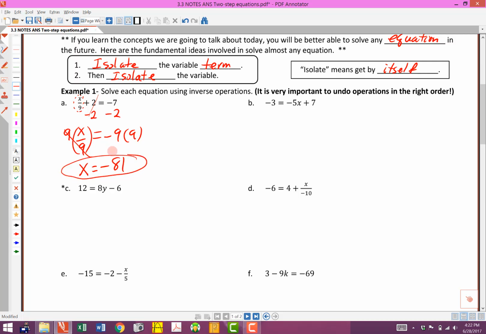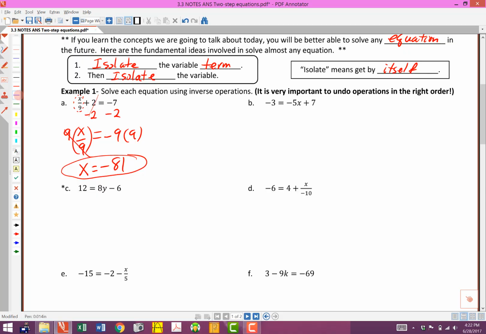This right here is the answer. So you'll notice that it took 2 steps in order to solve that. When we were isolating this variable term, we got rid of adding 2 first by subtracting 2 from both sides, and then we undid the dividing by 9 by multiplying both sides by 9, and we just showed our work for each one of those.